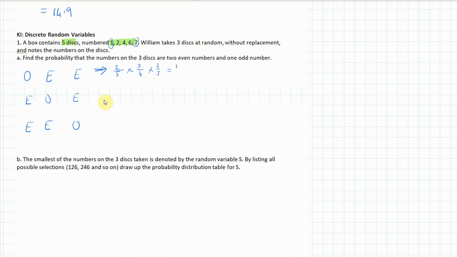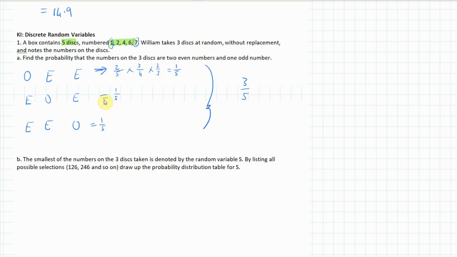1/5. Now, all of the other orderings are also going to be equal to 1/5, because although the numerators will change in order, you'll get the same numerators and same denominators, so it'll end up being the same end result. So altogether we should have 3/5.